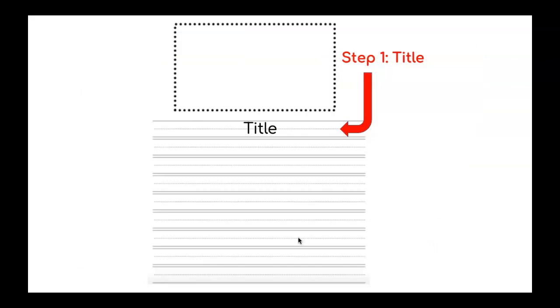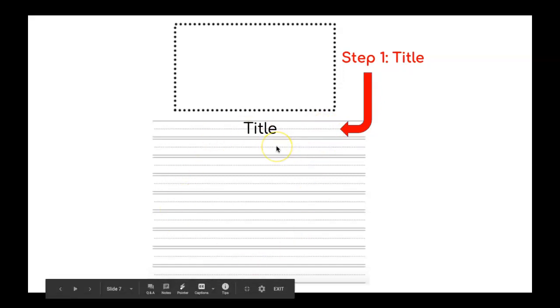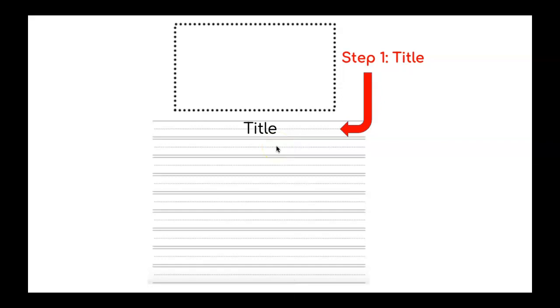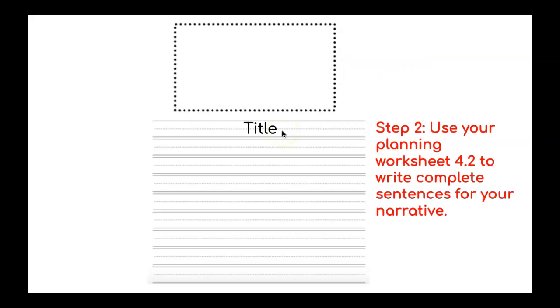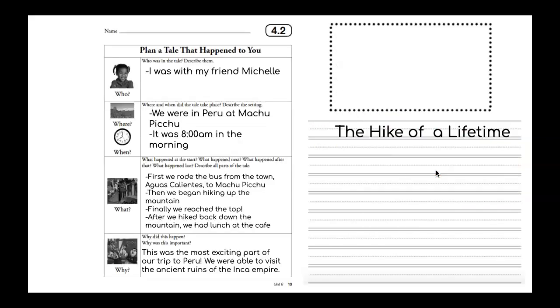Okay, so for step one, you always need to have a title for a narrative. So in ClassKick, you are going to see a sheet that looks like this, but you can also use a piece of paper and a pencil if you'd like to actually just go ahead and write your narrative out. It's up to you. But either way, you always have to start with writing your title. Step 2, you're going to use your planning worksheet, which is worksheet 4.2, to write complete sentences for your narrative.